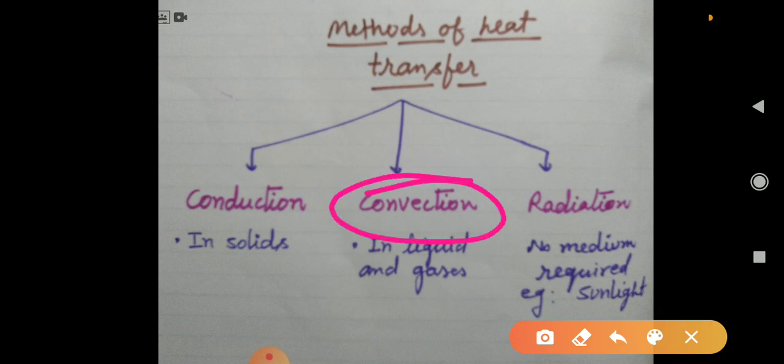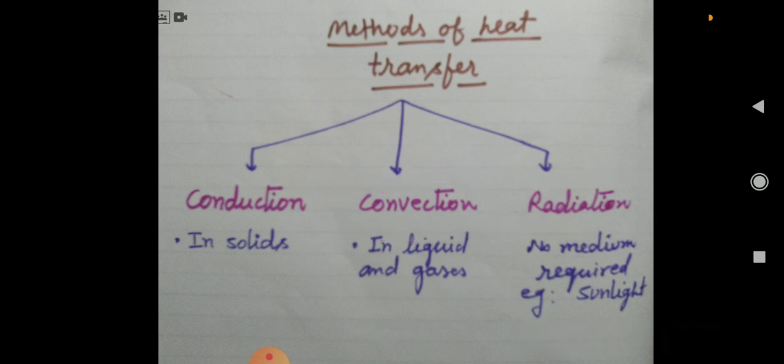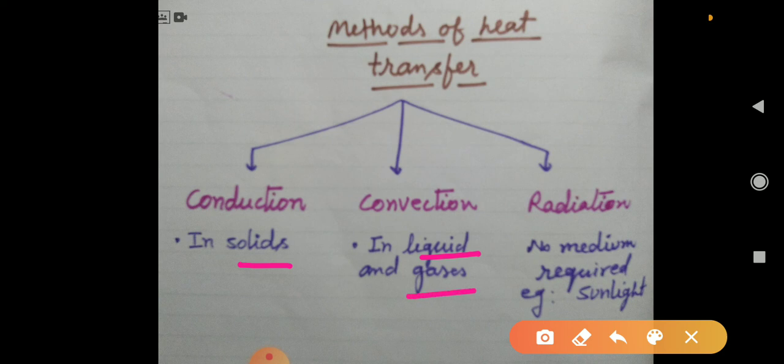And in third, one more method is there, that is called radiation. In this, no medium is required, for example, sunlight. Now see, in the first one, conduction, this method takes place in solids, it means its medium is solid. And convection takes place in liquids and gases, it means its medium is liquid or gas. Then in radiation, no medium is required. The energy is transferred without any medium.